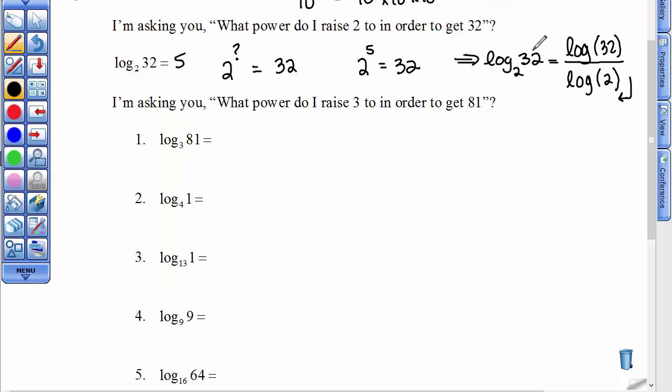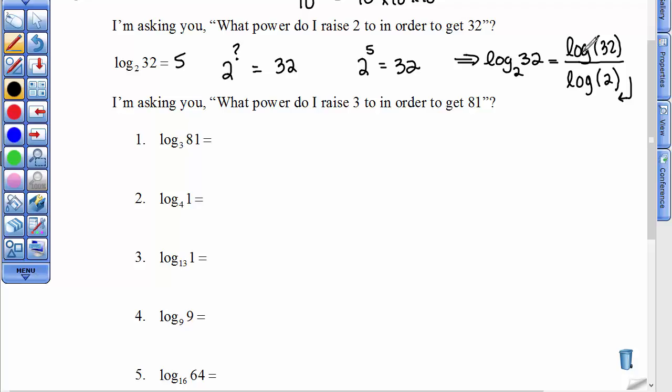Do you see this log 32 where the base is 2? There's this thing called the change of base theorem that lets you take the log of 32 divided by the log of 2, since your base is 2. And you can use whatever base you want to do this, but your calculator is designed such that it uses base 10. That's the world we live in. We have 10 fingers and 10 toes, and that's where we came up with the base 10 world, seriously.